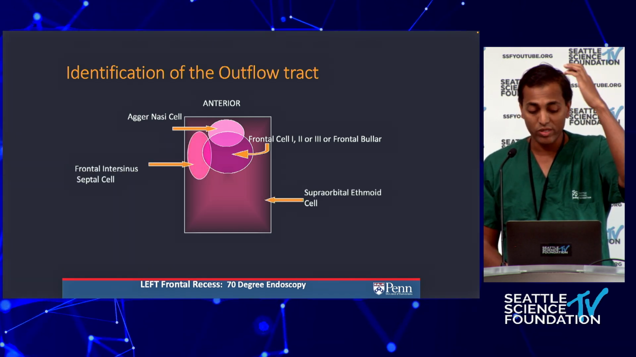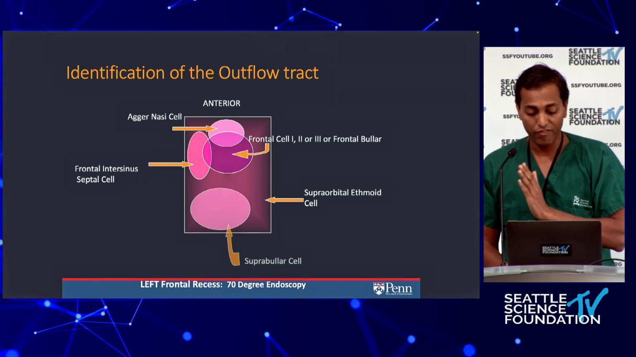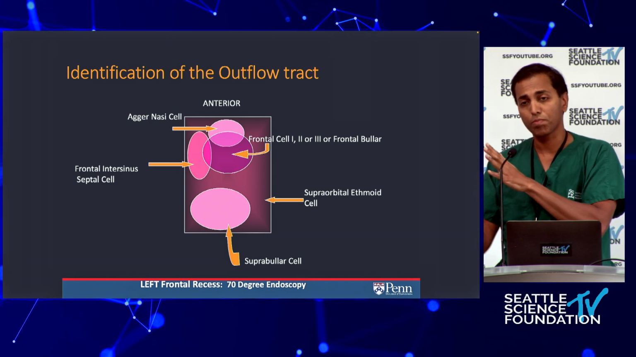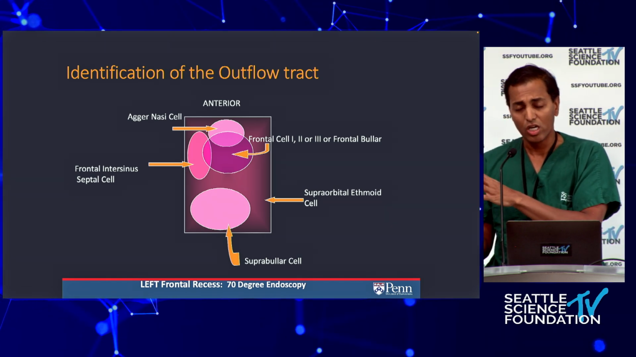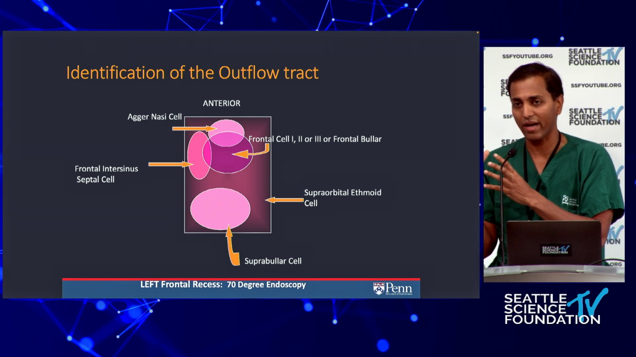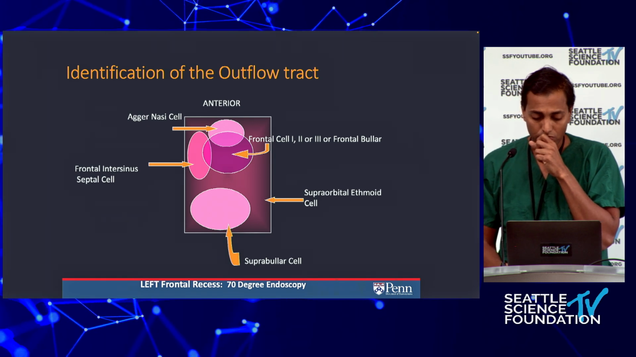What I pointed out before is that intersinus septal cell, that's going to push your drainage pathway laterally. And then if you have either a supraorbital ethmoid or a suprabulla cell, those are posterior to the frontal recess. So again, all you're really trying to identify is these cells, and the names don't really matter. You just want to know what those cells are doing to your recess and what you're looking for.